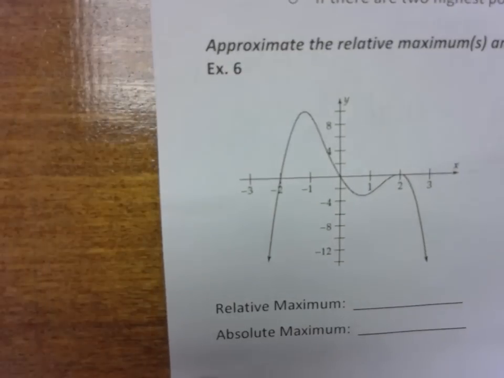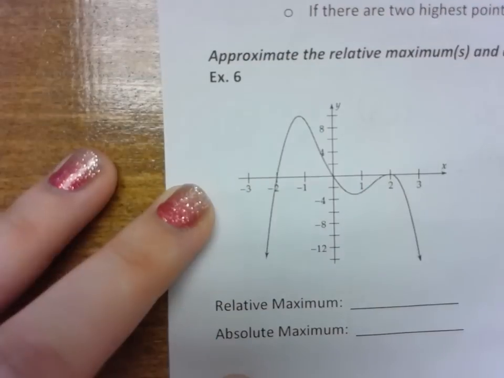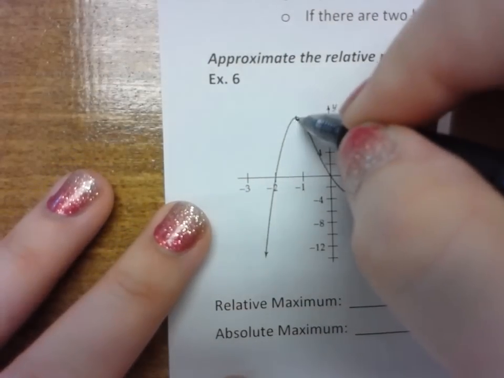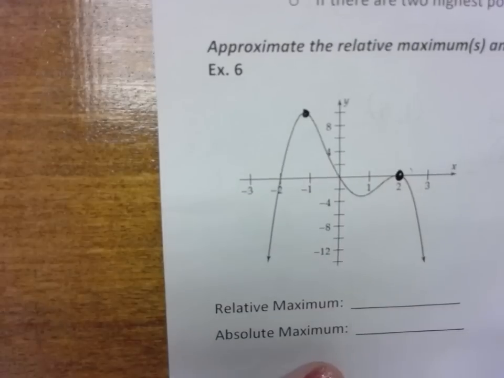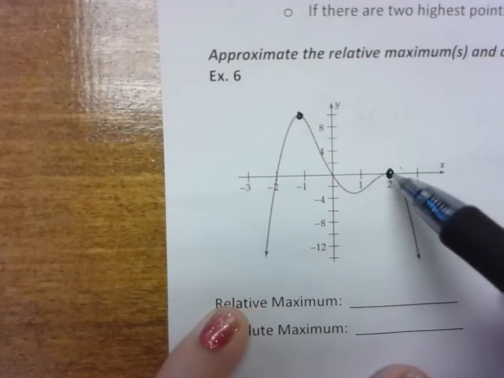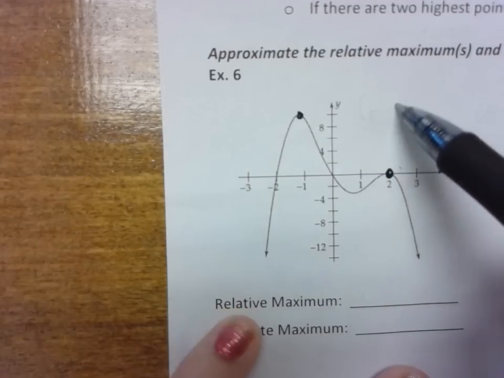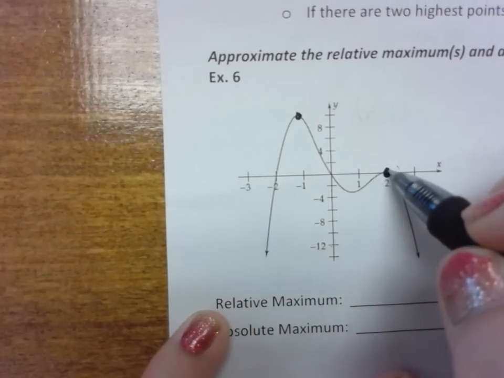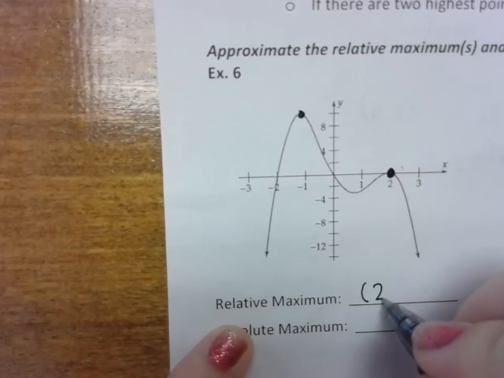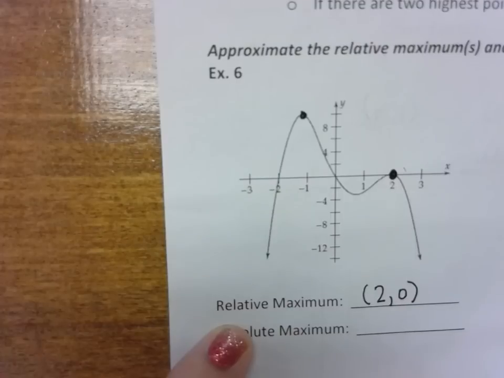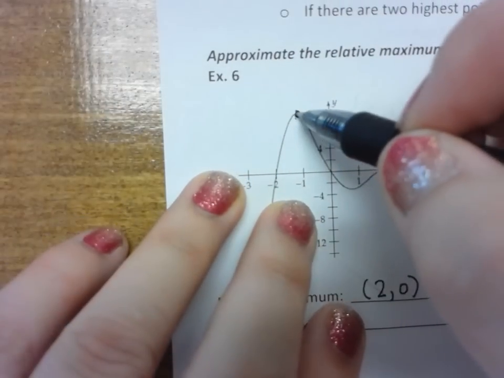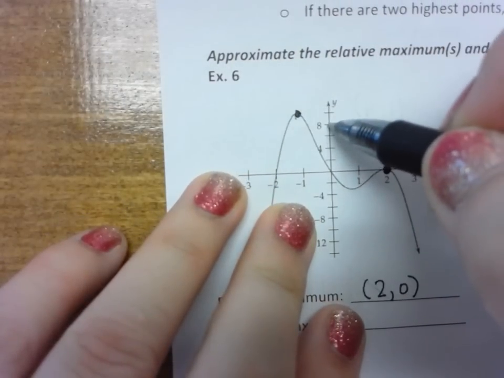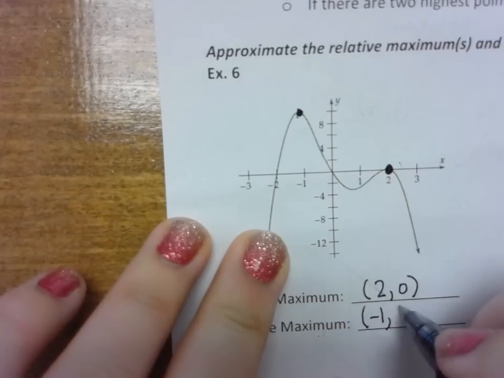So here we go. Relative maximum. I like to go ahead and acknowledge my highest points. So we have a highest point here, and we have a highest point here. This right here is higher than any of the points around it, but it's not the very highest point. So this right here would be our relative maximum, the point 2, 0. The very, very highest point, the absolute maximum, would be this point here. So what is that? 2, 4, 6, 8. That looks like 10. -1, 10.